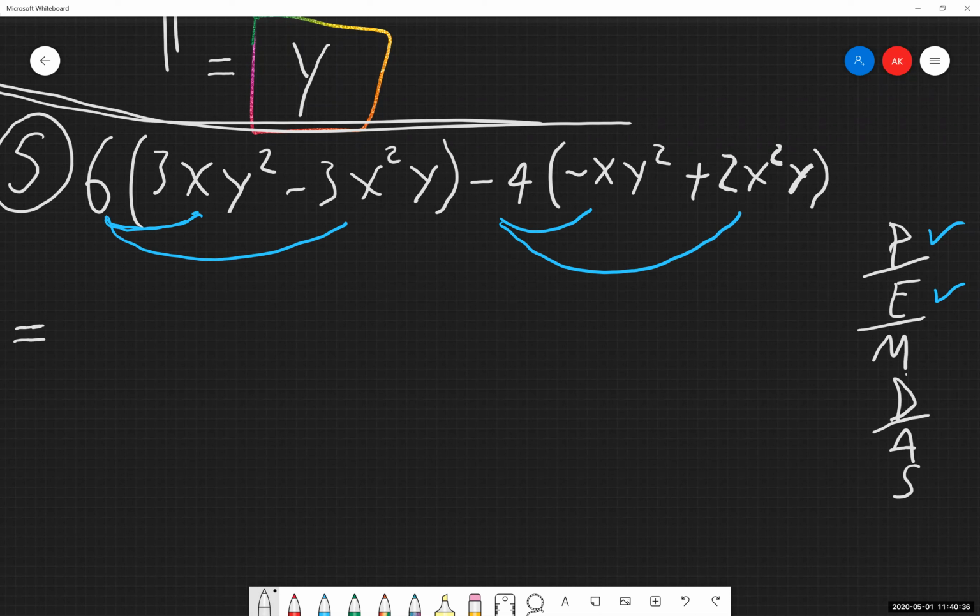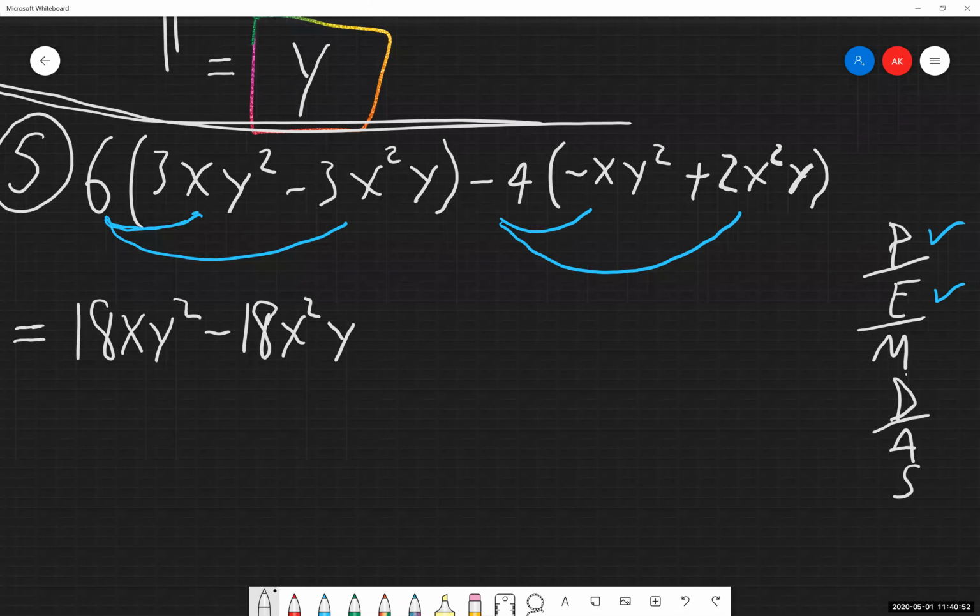So I have 6 times 3xy to the second. And I'm just multiplying the coefficients together. That's all I'm doing there. The same thing with the second one in our first term. I have a -4 times -xy squared. Negative times a negative is a positive. And 4 times 1 is just going to give me 4. Better 2.